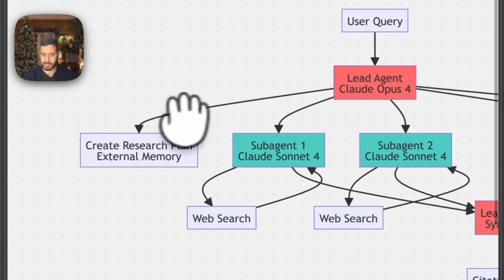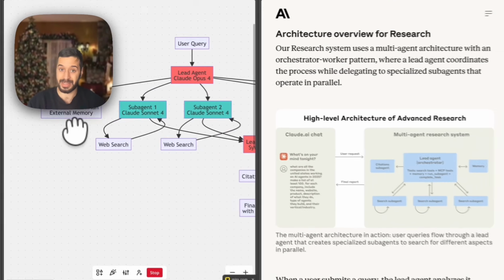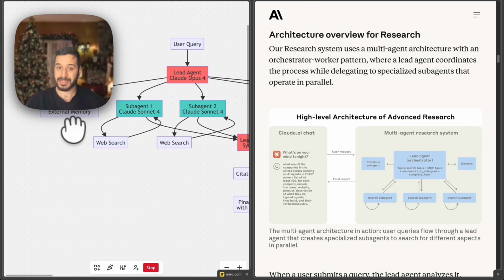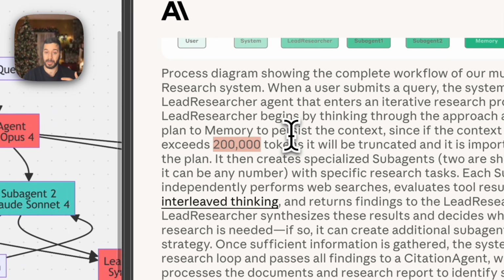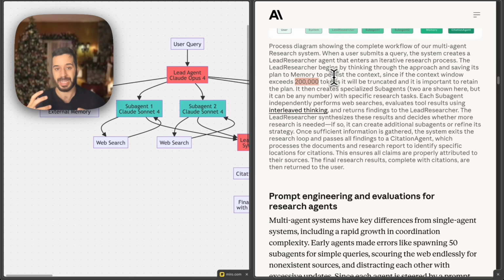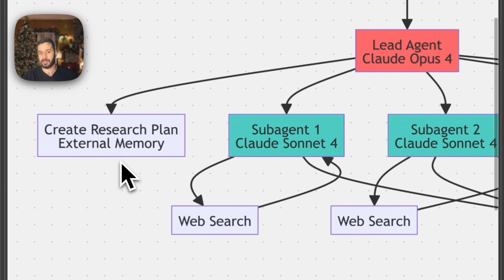Also, as I told you, the external memory is really important in this case, because as the sub-agents report back their results to the main agent, the context window is going to grow. And the context window limit for Claude Opus was 200,000 tokens. Therefore, when you return a lot of information, a lot of data, to this 200,000, the plan might get lost. That's why we save it in a separate memory source.